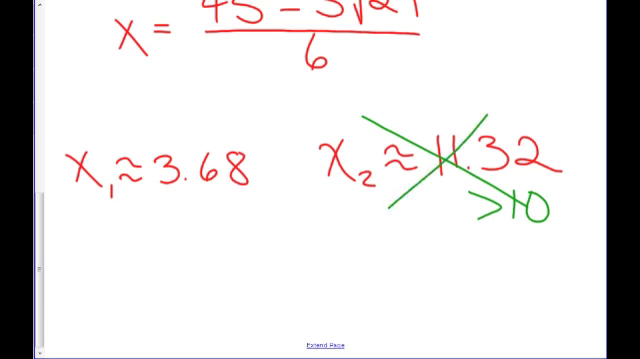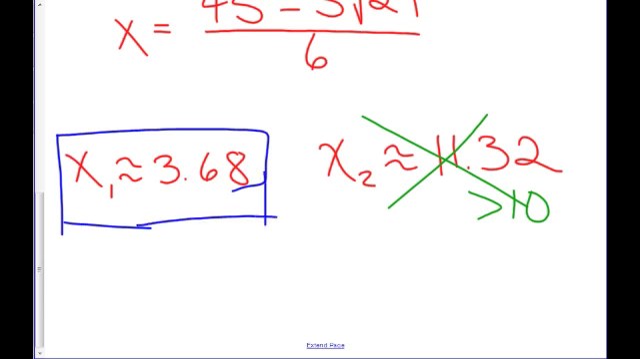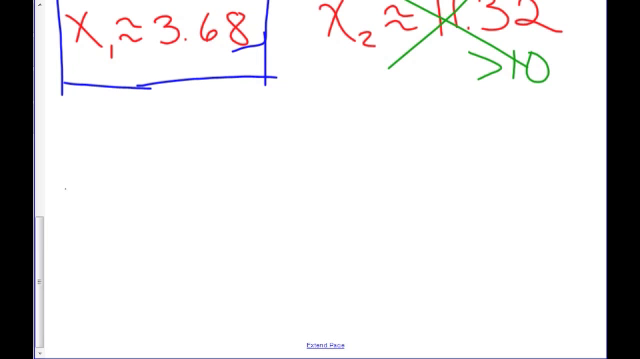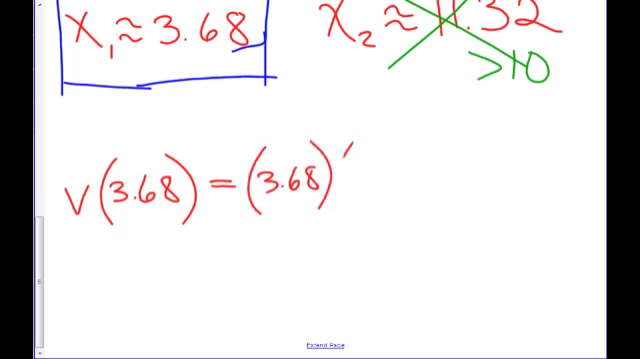11.32, that's bigger than our domain. That's more than 10. Therefore, that's out. So our only possible extrema is 3.68. Now, it would be wise at this point to do a line analysis to ensure that this actually is a max. But since it's the only extrema that we got, we can probably guarantee that this is going to work. However, in the future, it would be wise to do your line analysis to double check.